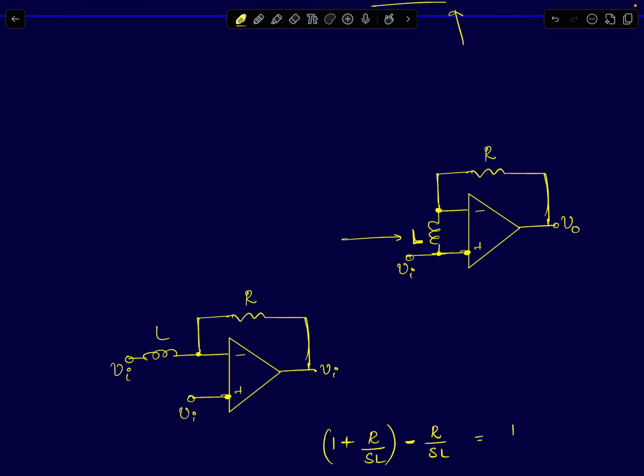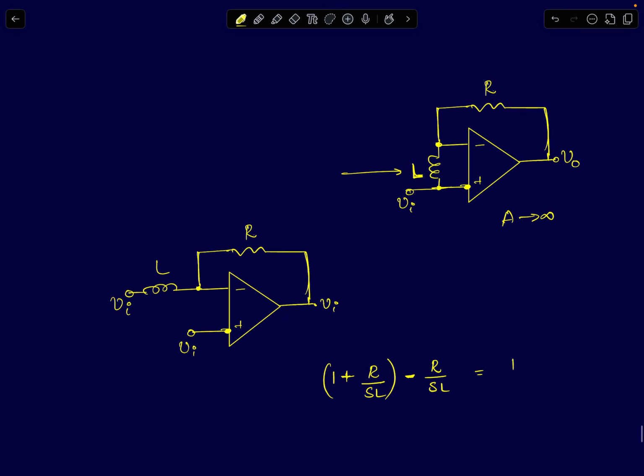I'll assume the op-amp to be an ideal op-amp, which means the gain is infinity, and then we'll analyze this op-amp. After that we'll assume the op-amp to have a finite gain, and then I'll show you, using negative feedback analysis itself, that the output voltage will come to 0. Okay, so let me come back to the analysis.